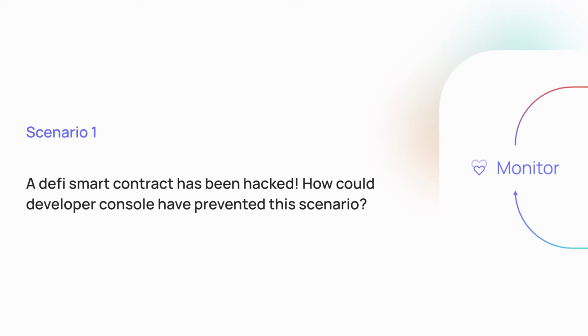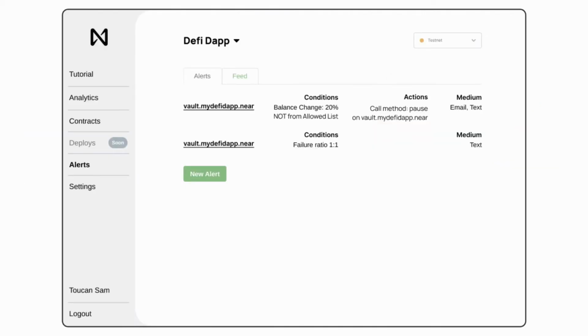So the first scenario: a DeFi smart contract's been hacked. How could the developer console have prevented this? Using those alerts and actions that I was mentioning earlier, you can see here we would set one up. In this case, we've got our vault contract up here. We set some conditions. We want to know if the balance changes on the order of 20%, and that this transaction isn't coming from our allowed list.